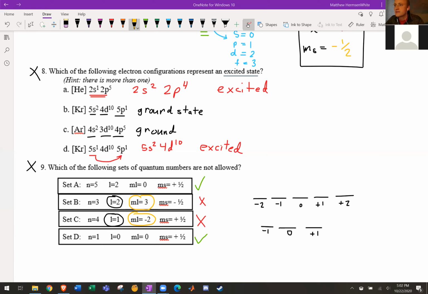So I just saw your message, Gracelyn. And that's just how you're Sachin. So 8A, why is it not ground state in the last worksheet?